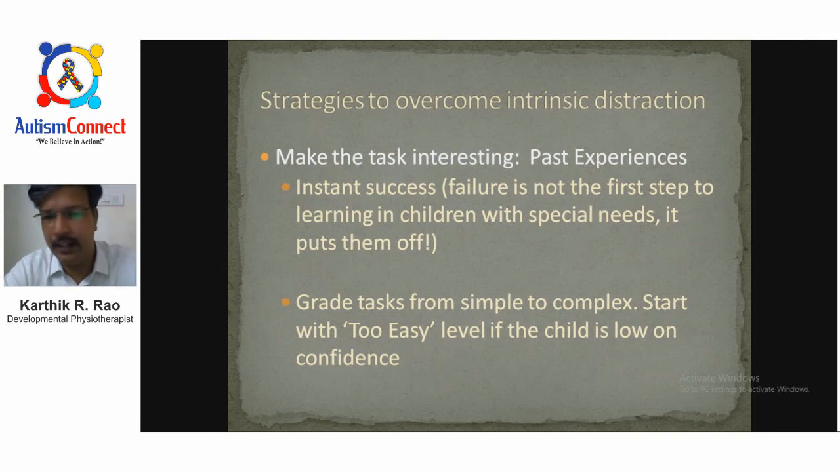So anything new they try, if they're not able to do it even the first time, they are kind of lost, or they give up immediately. So failure is not the first step to learning in children with special needs, which means we have to start with instant success. What do I mean by this? Simplify the task so much that it's obvious to them that it will be very easy and they'll be successful. If I take the example of a jigsaw puzzle with 4 pieces that they have to join, fix 3 pieces and give them the 4th piece. All they have to do is fix the single 4th piece, and the task is completed.